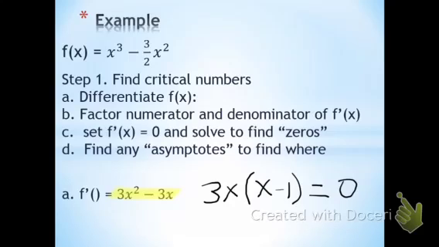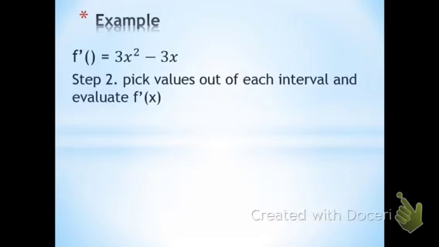Well, 3 times what is 0? 0. And what minus 1 would be 0? 1. So those are my two critical values. There are no asymptotes because there is no x in the denominator of our derivative. So once I have those critical values, I need to, step 2, pick values out of the intervals that are left. Now let's think about this.